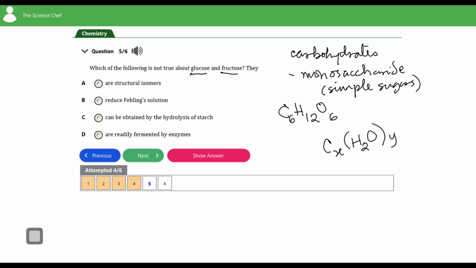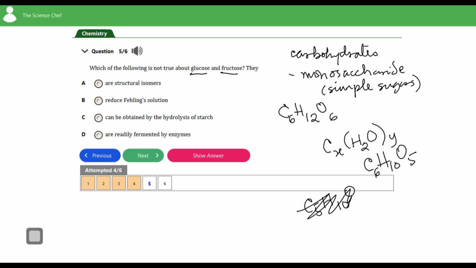Right? So in this case, our X is the same as our Y, but not in all cases. In some cases, X is not always the same as Y, like starch. Starch is C6H10O5. So they are not always the same. You can see here, X and Y are different. So now, let's come back here.